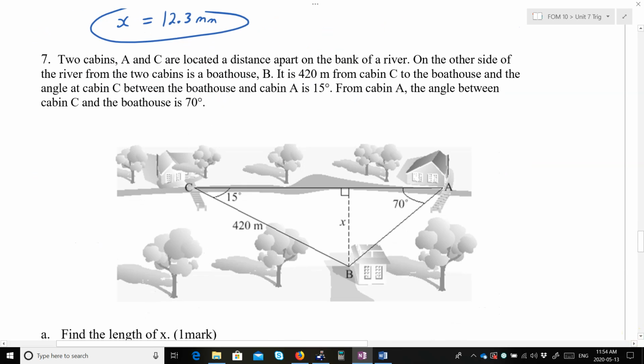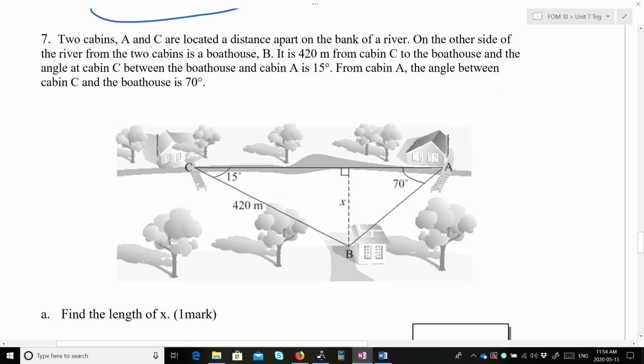Okay, number 7. Two cabins, A and C, are located a distance apart on the bank of a river. On the other side of the river from the two cabins is a boathouse, B. So this is the boathouse over here. It is 420 meters from cabin C to the boathouse, and the angle at cabin C between the boathouse and cabin A is 15 degrees, just shown in the diagram here. From cabin A, the angle between cabin C and the boathouse is 70 degrees.